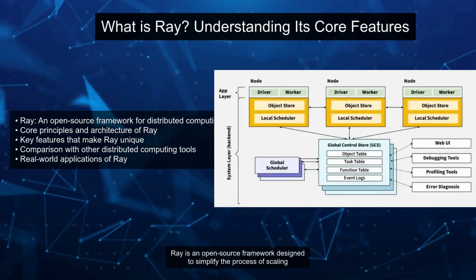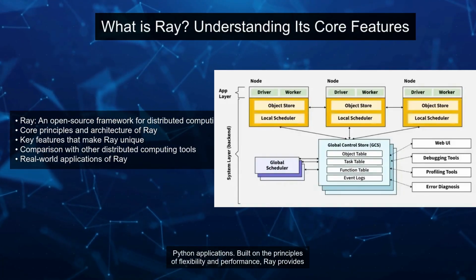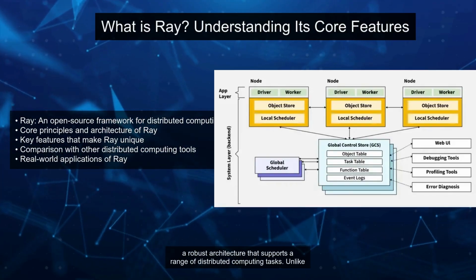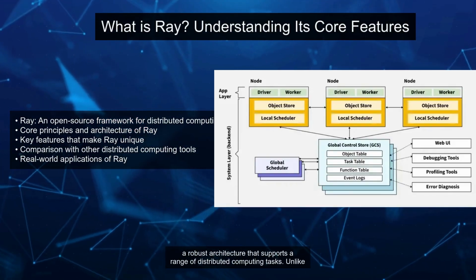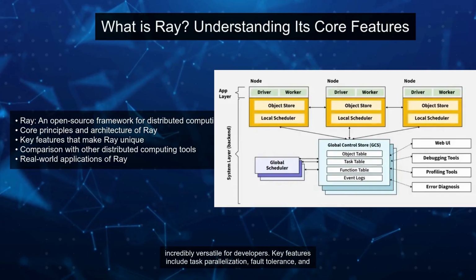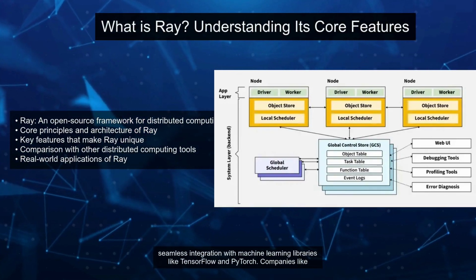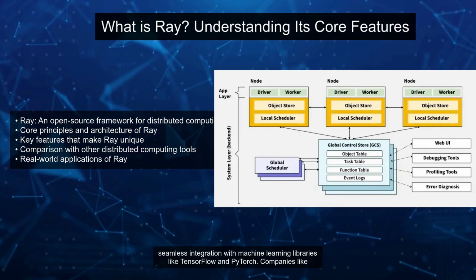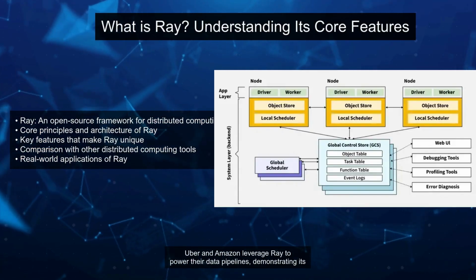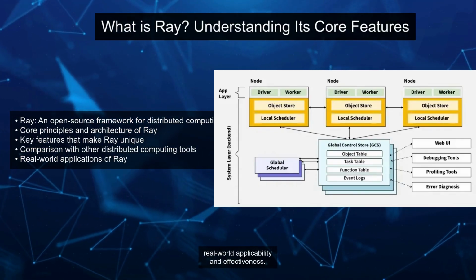Ray is an open-source framework designed to simplify the process of scaling Python applications. Built on the principles of flexibility and performance, Ray provides a robust architecture that supports a range of distributed computing tasks. Unlike other frameworks, Ray is language agnostic and integrates seamlessly with Python, making it incredibly versatile for developers. Key features include task parallelization, fault tolerance, and seamless integration with machine learning libraries like TensorFlow and PyTorch. Companies like Uber and Amazon leverage Ray to power their data pipelines, demonstrating its real-world applicability and effectiveness.